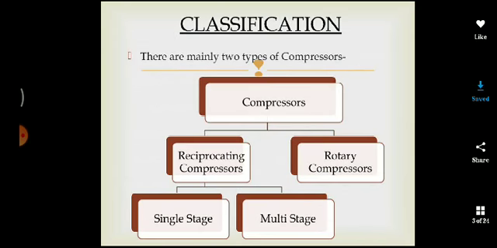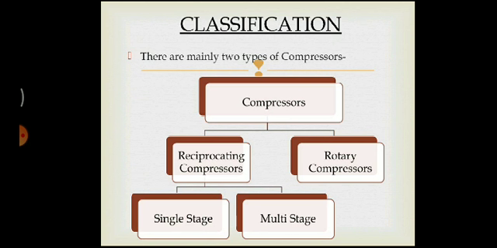Classification of compressors. So there are mainly two types of compressor. First is the reciprocating compressor and second is the rotary compressor. Rotary compressors we generally see in simple garages, where the compressor has air filled in it, which we use to fill air in bikes and cars. Those are rotary compressors.